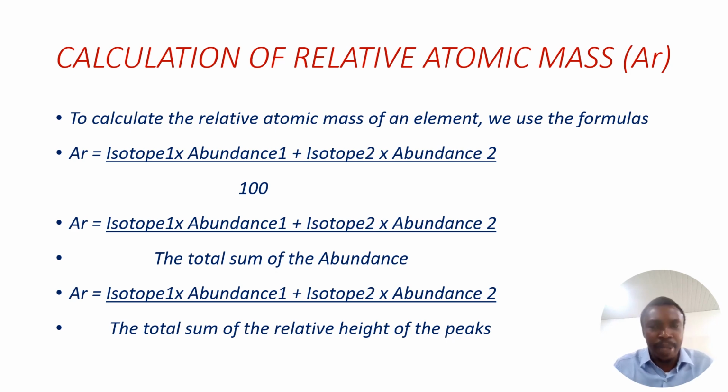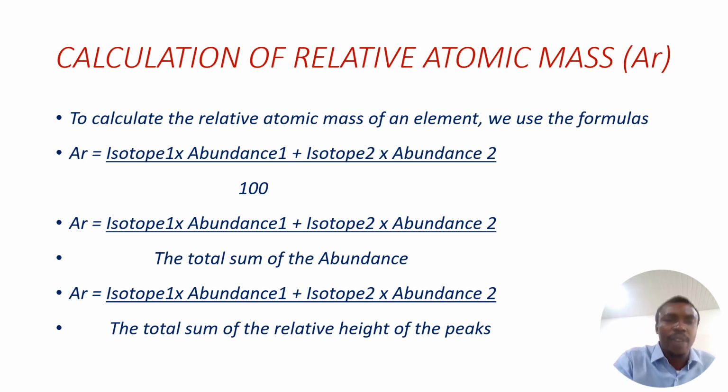Once you interpret the mass spectrum and you get your figures from it, you get the relative abundance and the isotope, or you get the height of the peaks on the isotopes, or the detector current and the isotope. You can easily calculate the relative atomic mass. In the mass spectrum, the vertical axis might be in percentage, which is the relative abundance, or it might be in normal figures, which is your height of the peak.